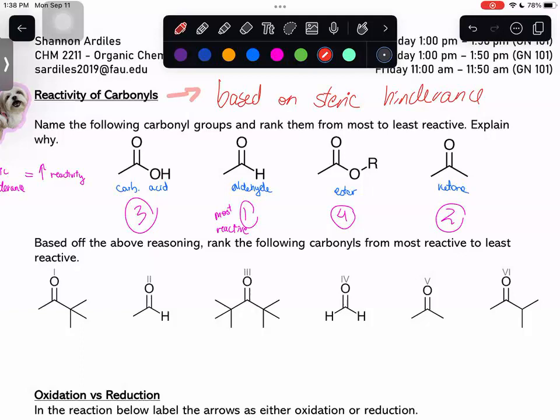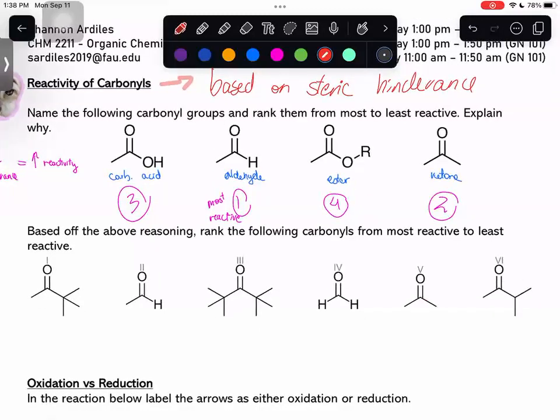Okay, do we need the extra minute that we have? No? Okay, let's talk about it. What's going to be the most reactive one? Number 4. Why? Two little baby hydrogens, exactly. There's no steric hindrance there. Such babies, like infants.